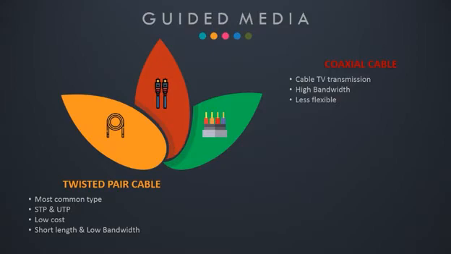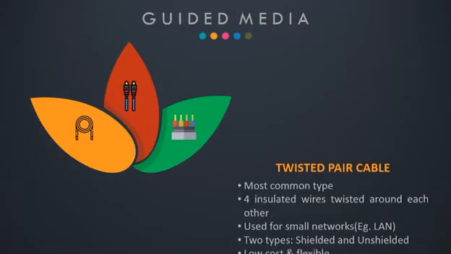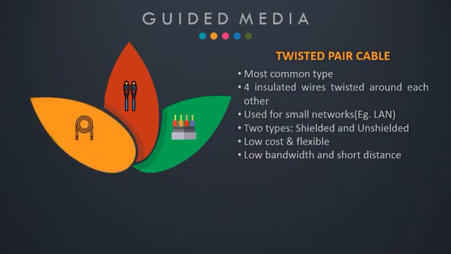First, we are going to see the twisted pair cable. The twisted pair cable or Ethernet cable is the most common type of media, which consists of four insulated pairs of wires twisted around each other. It is usually used for creating small computer networks and extensively used in the LAN, that is local area network. Why is this named twisted pair cable? The twisting helps to reduce the crosstalk and electromagnetic interference.